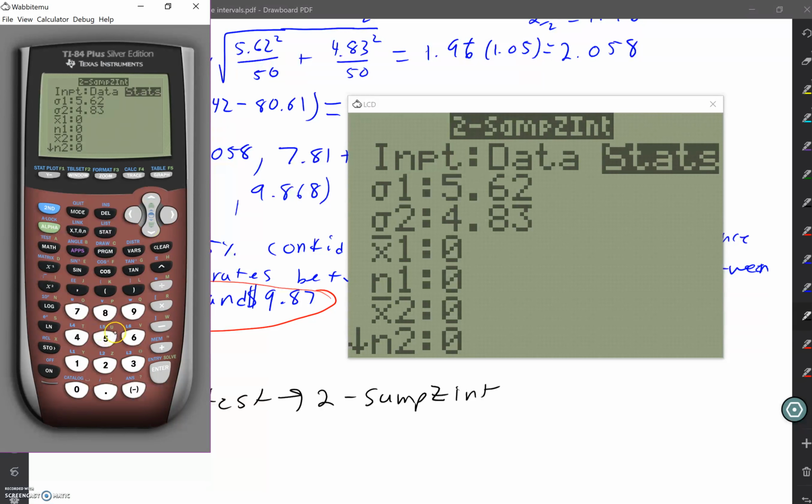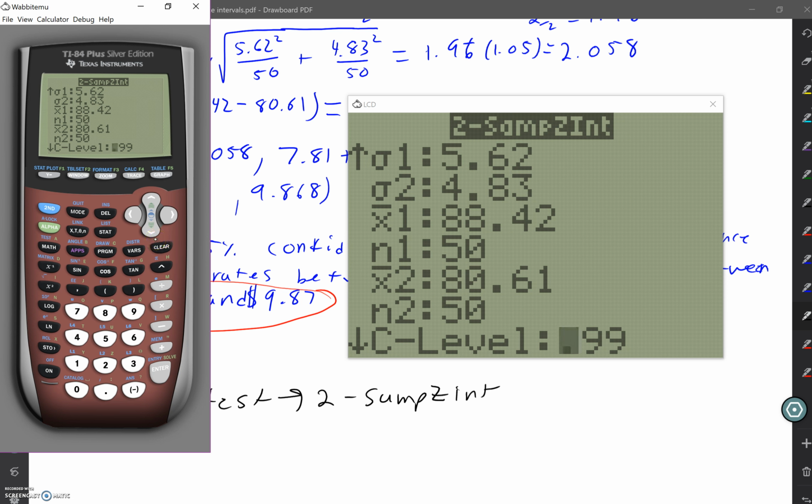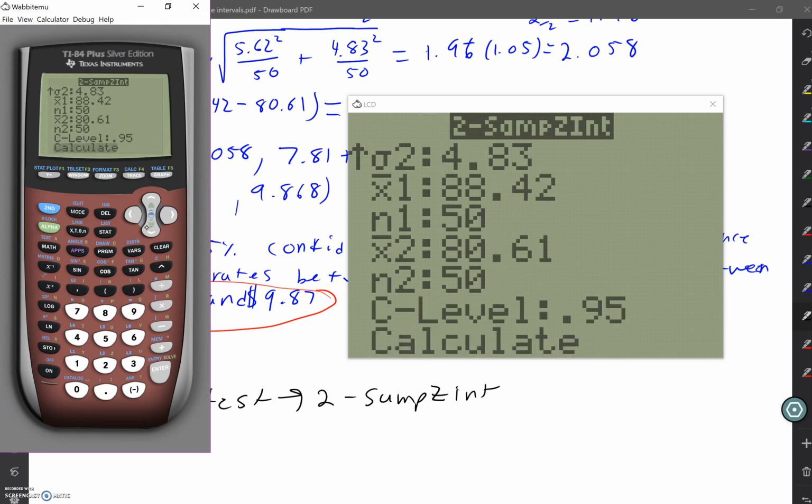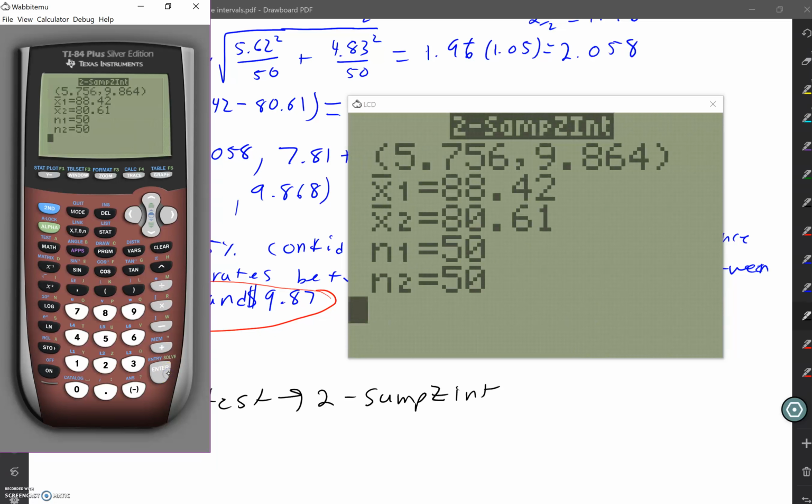So the first one, standard deviation, was 5.62. The second one was 4.83. The X bar for the first one was 88.42. And the sample size that went along with it was 50. The second mean was 80.61. And its sample size was 50. And we want to be 95% confident, so 0.95 for the confidence level. And then we want to calculate.